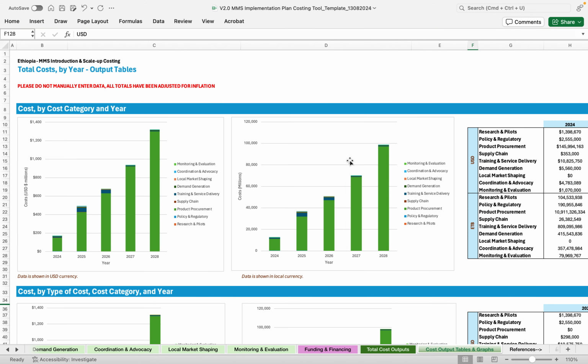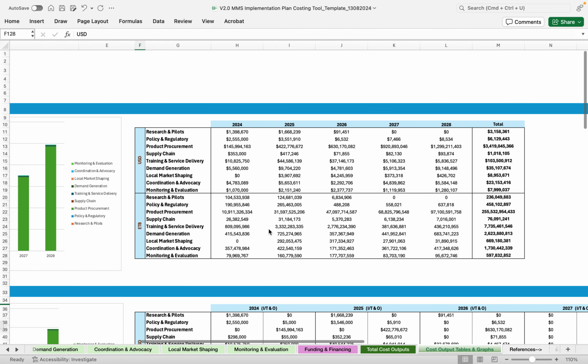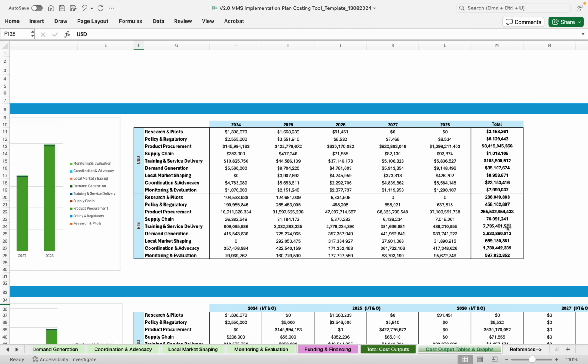Then this is a dashboard for your use to be able to easily pull common metrics that you'll want to see. Again, do not manually adjust any of the data in this tab. All the totals have been adjusted for inflation. And so you'll see from the top cost per year by cost category and year. On the left is USD and on the right is the local currency. And for each graph, we have the table of all the outputs that are within that graph to the right. So these can all be easily copy pasted into PowerPoints, presentations, or other sheets based on what you need them for.